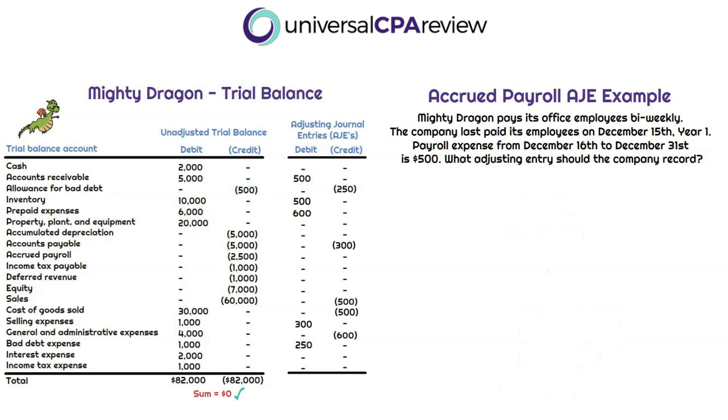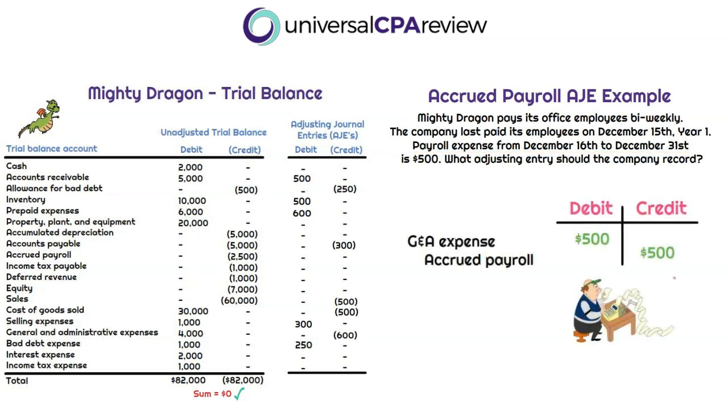So in this case, Mighty Dragon pays its office employees bi-weekly. Now, they last paid their employees on December 15th, year one. Payroll expense from the 16th to the 31st is $500. Now, that isn't yet recorded, and guess what? It hasn't yet been paid. So they need to record an adjusting journal entry. And we would credit accrued payroll for that $500 to record that liability. And the offset there is to G&A expense. It's a debit. That $500 debit increases our G&A expense account, right?